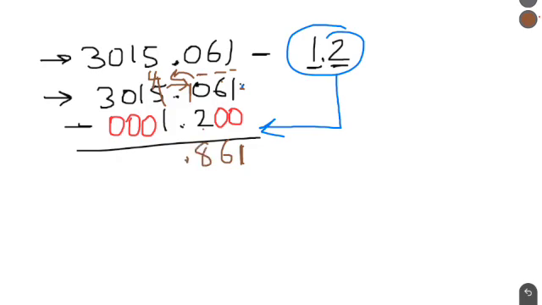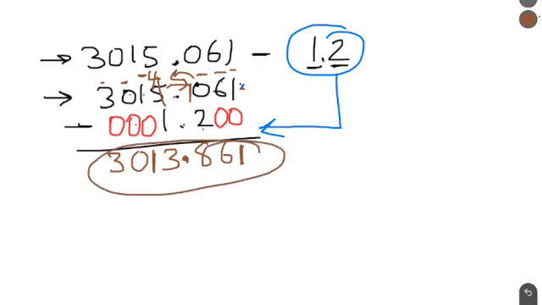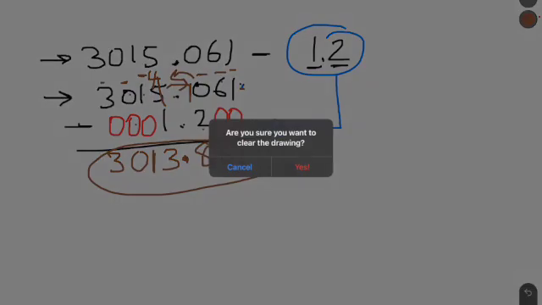We bring down the decimal point. 4 minus 1 is 3. 1 minus 0 is 1. 0 minus 0 is 0. And 3 minus 0 is 3. So the answer becomes 3013.861. Okay, let's do one more example, so we remove any confusion.